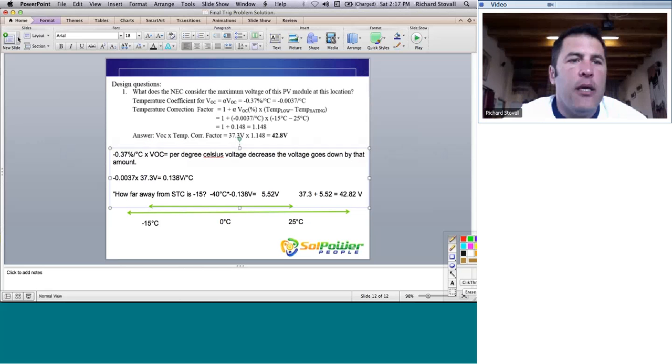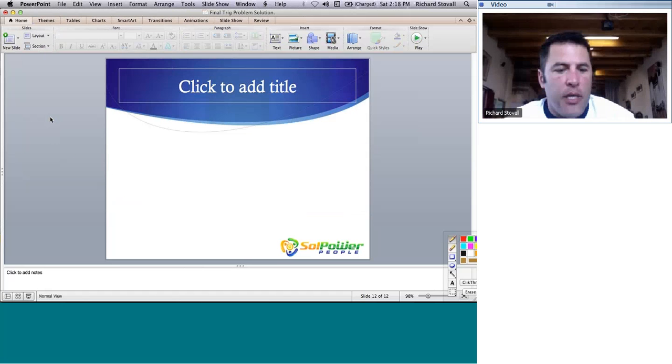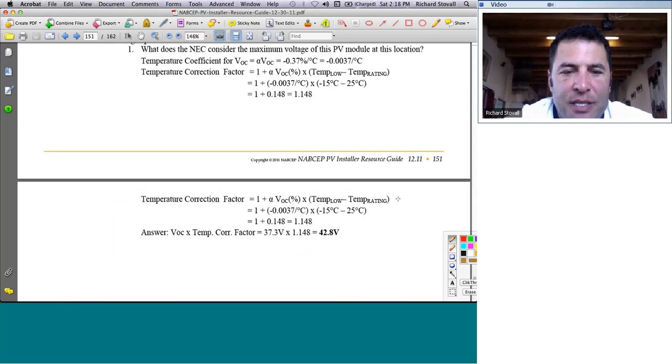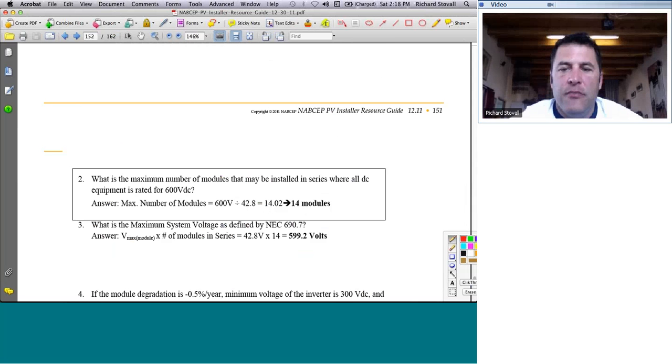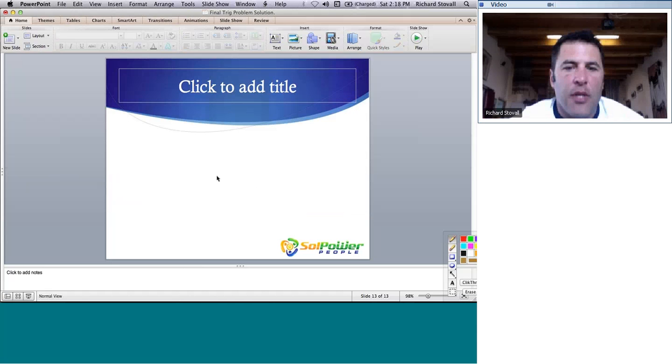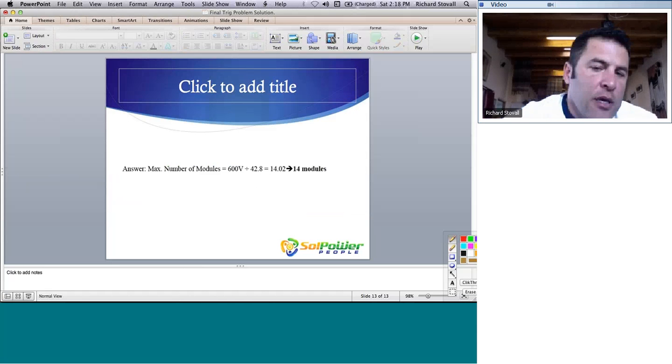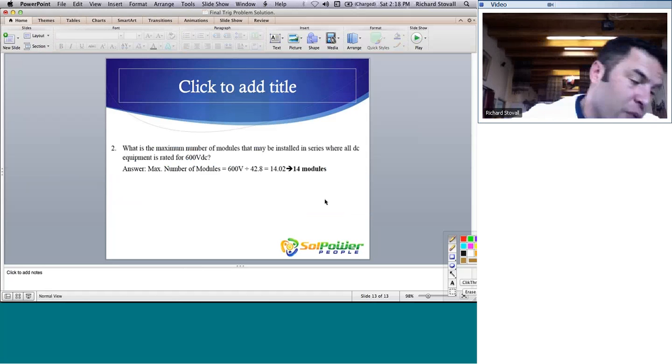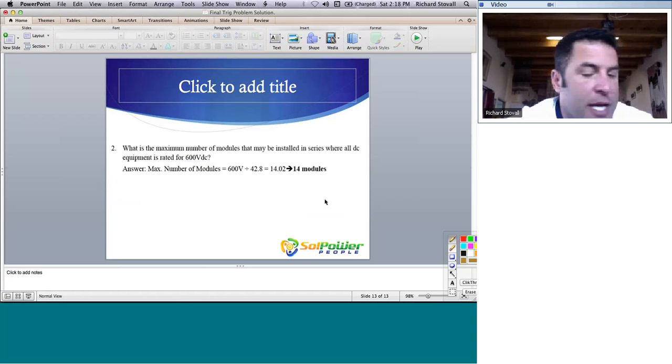Okay, so let me do another one. We'll move on and see what else Jim has in store for us. This one's easy. Because we came up with the same value for maximum voltage per module, his answer is my answer. You would just take the maximum voltage divided by 42.8, which is equal to 14.02, which you have to round down, because if you round up, it's going to push you over that 600 volt maximum.